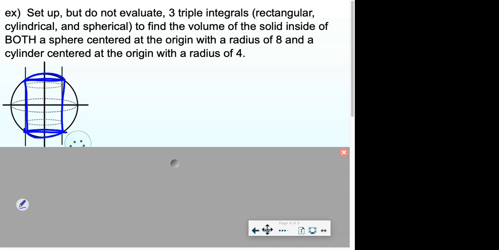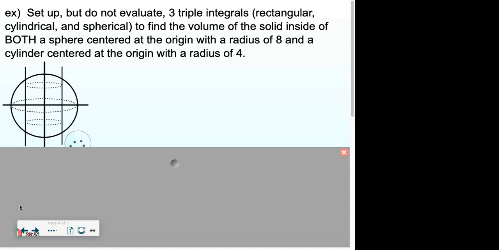So yes, I want you to get the practice. I want you to do all 3, right? Yeah, good. So I want you guys to get the practice. See first if you can do this in rectangular. Try it in rectangular.